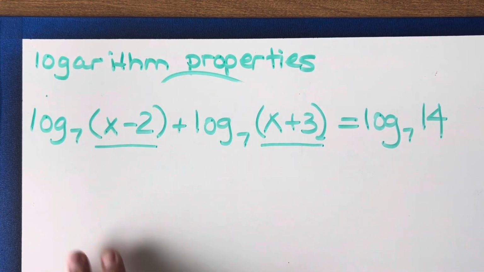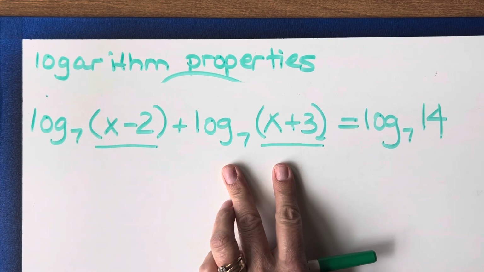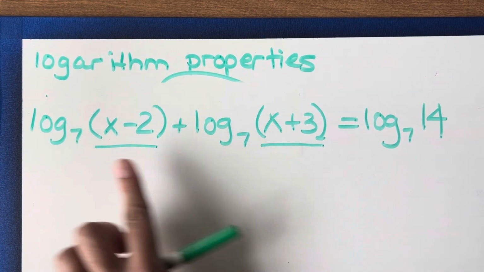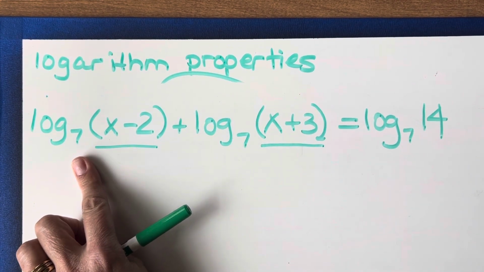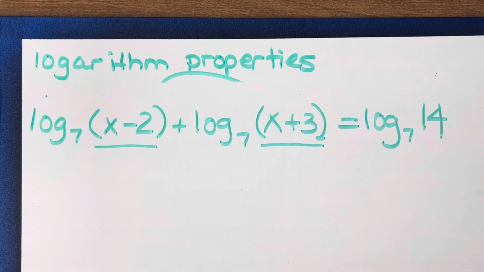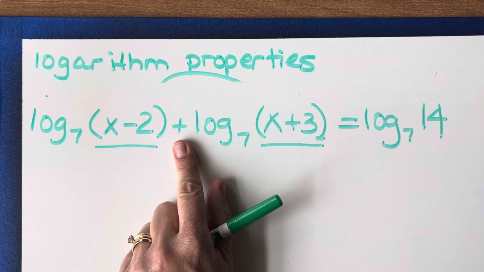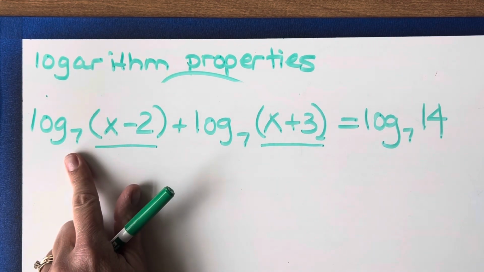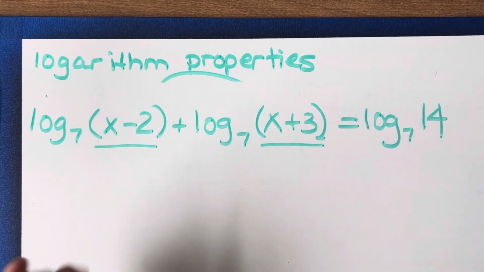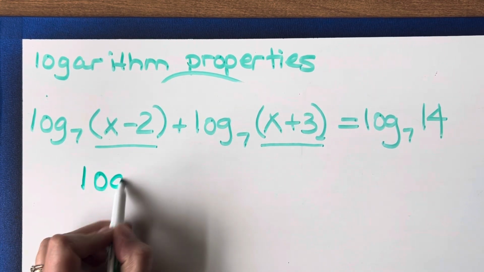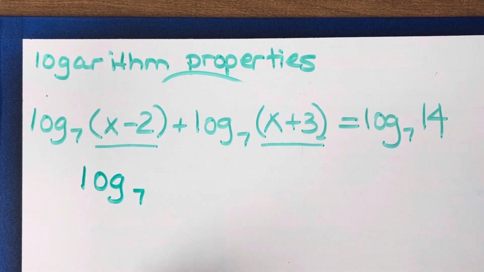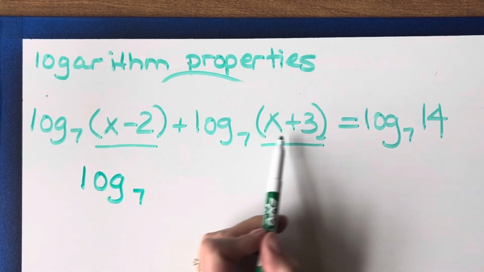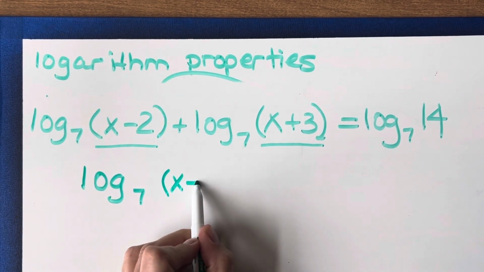So on this problem, I have 2 separate log statements. They do have the same base, so I have options for using some of my log properties. One of those properties says that when you are adding together 2 logs and they have the same base, you can combine them into one log. So I would do log, I'd keep my base 7, but what I do with the arguments is I multiply them together.